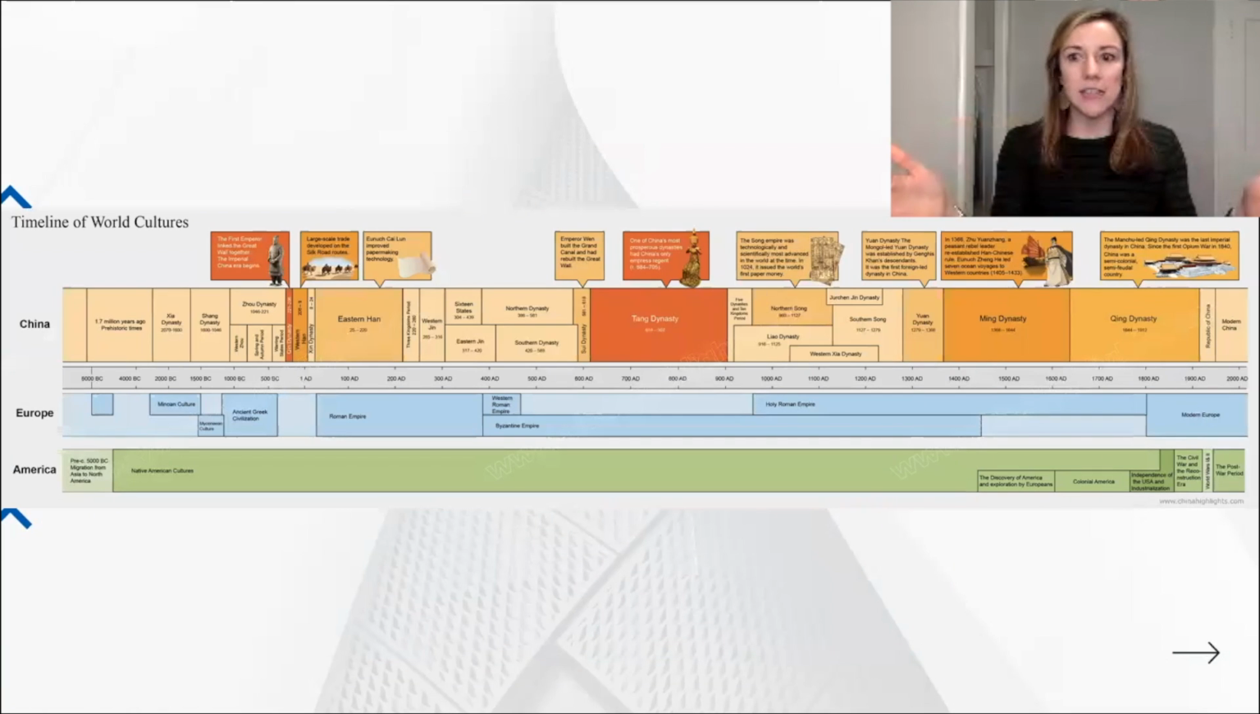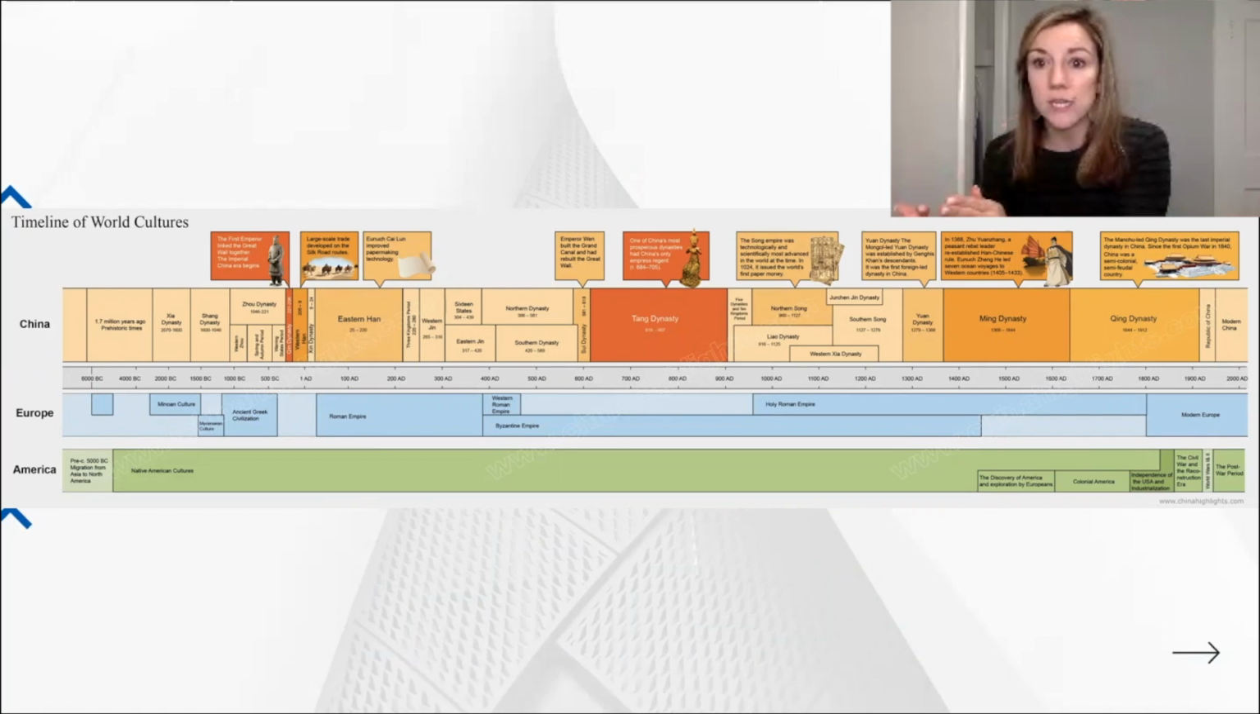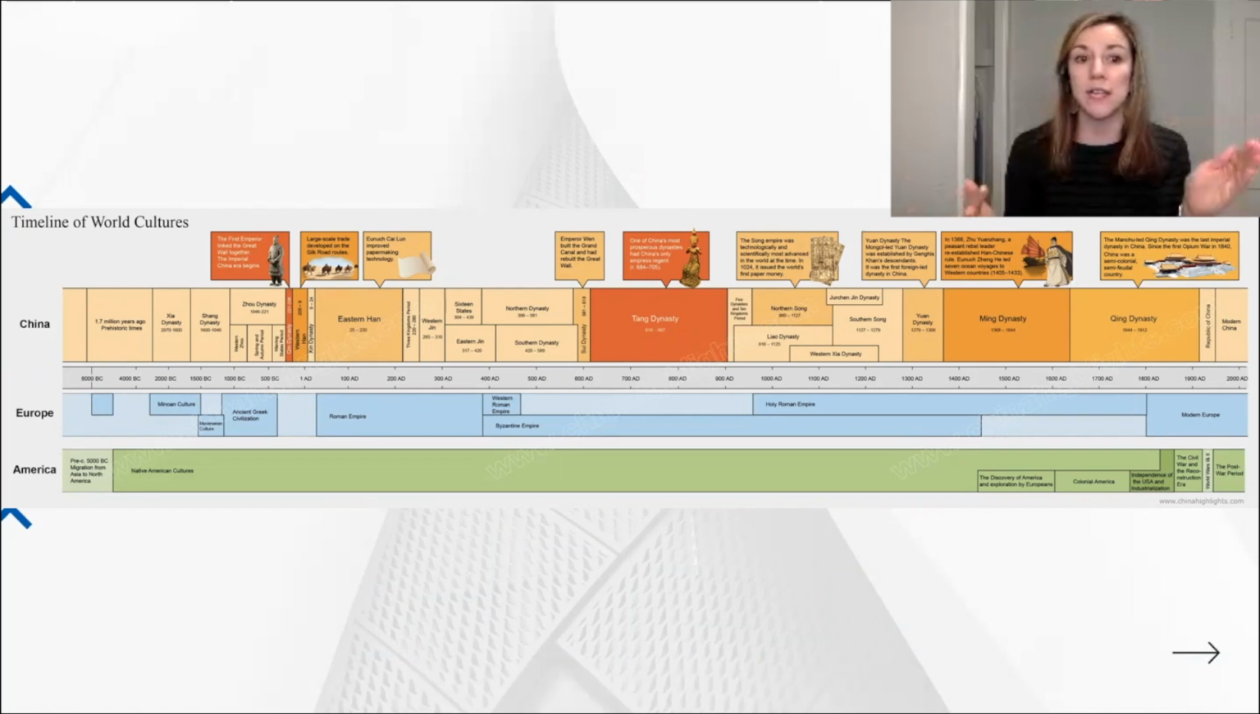I want you to see the general timeline first before we zoom in on ancient China. This gives you a better understanding of what was going on in the world before the United States or America was founded. As you can see, America is down there in the green. The majority of our history is from the Native American cultures. And then, of course, we jump into when Christopher Columbus founded us.